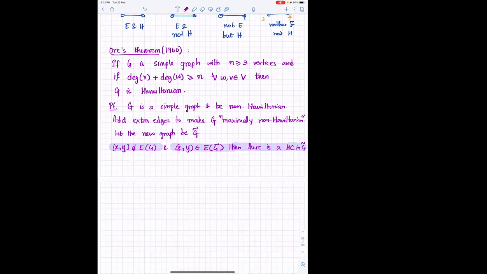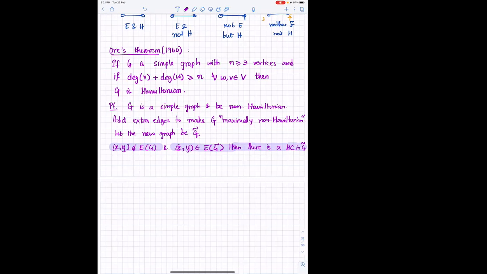In that new graph, we call it G tilde. So what is a property that G tilde has? The degree of every vertex in G tilde will only be larger than the degree of vertices in G, because we only added edges. And if xy is some edge that is not in G tilde and you add it, definitely there is a Hamiltonian cycle, because G tilde is maximally non-Hamiltonian. Right? With one more edge, the graph will become Hamiltonian. Is it clear now? I can repeat it again.